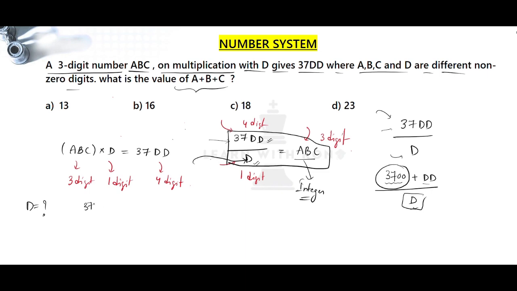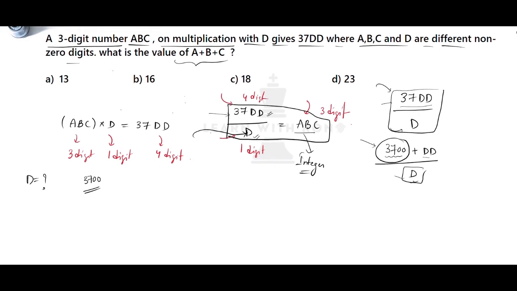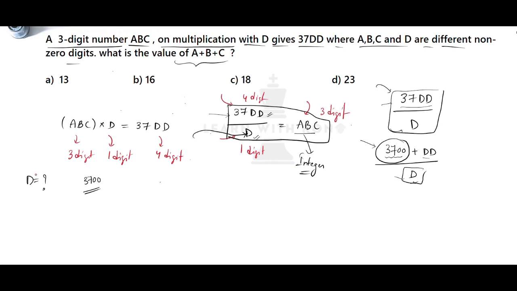Why am I saying 3700 only? See here, if D divides 3700, automatically it divides the complete 37DD by D, right? So you are getting my point, right? If there is a number D which divides 3700, automatically it divides 37DD. So now let us find this D value. What can the D values be? As D is a single digit, we can get 0 to 9. Let me write 0, 1, 2, 3, 4, 5, 6, 7, 8 and 9. These values can be our D values.